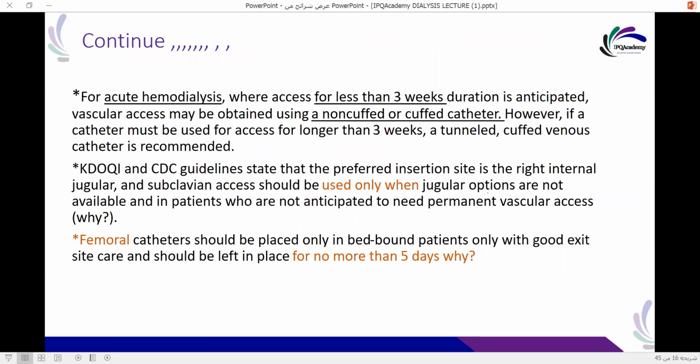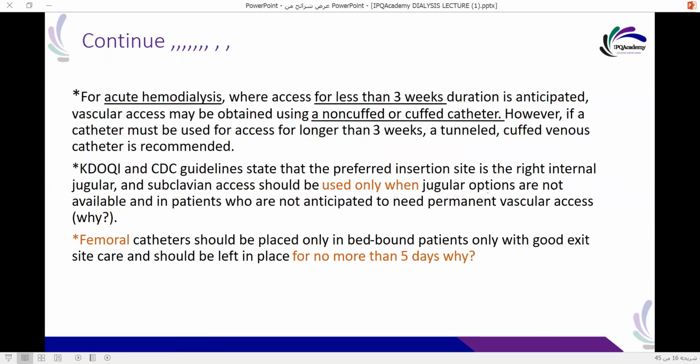For acute hemodialysis, where access for less than 3 weeks duration is anticipated, only 3 weeks or less, vascular access may be obtained using a non-cuffed or cuffed catheter. However, if more than 3 weeks, I need to use a tunneled or tunneled cuffed venous catheter. These two organizations' guidelines state that the preferred insertion site is the right internal jugular for hemodialysis.